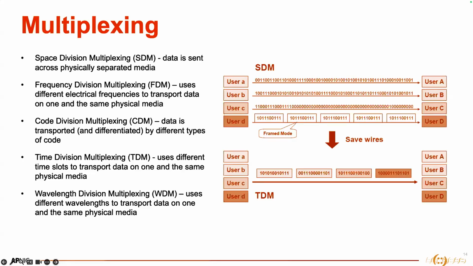For wave division multiplexing, it's about the wavelength. So what happens? User A, user B, user C, user D, they have different wavelengths of data. Just for example, maybe one of them is sending red, one of them is sending yellow, one of them is sending green, one of them is sending blue. At the receiver end, they will be treated based on the color.